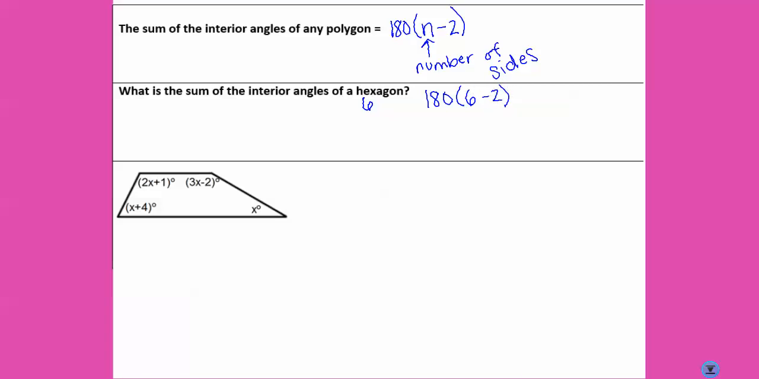6 minus 2 is 4. 4 times 180 gives us 720 degrees.